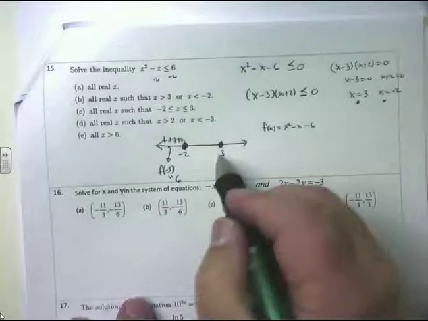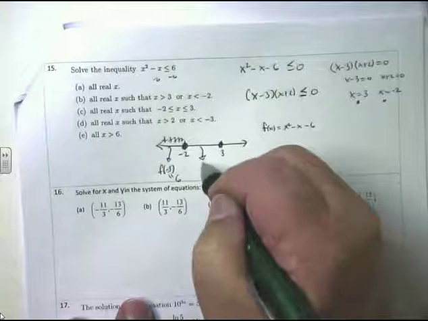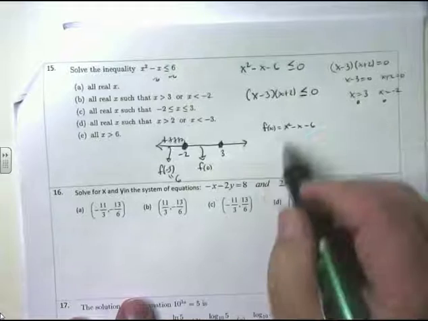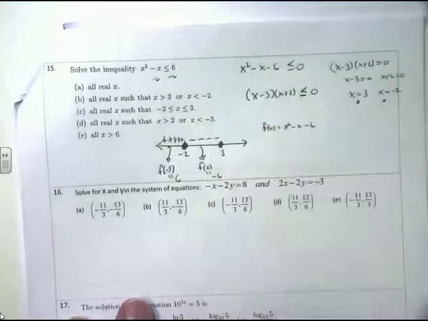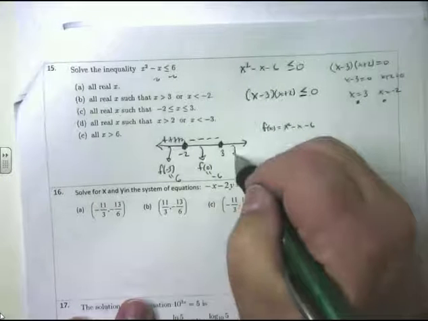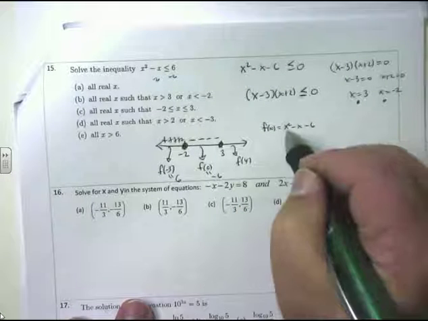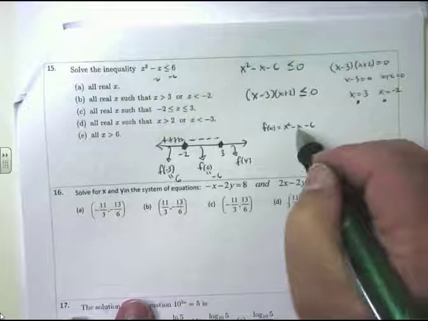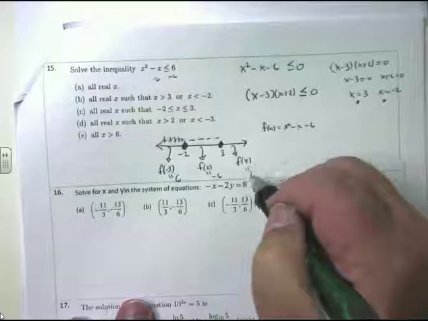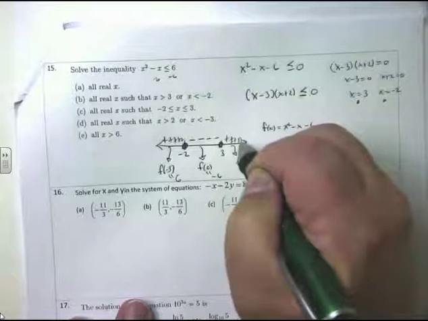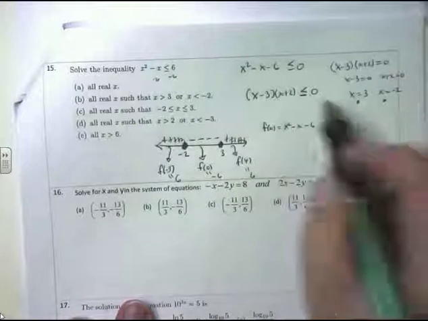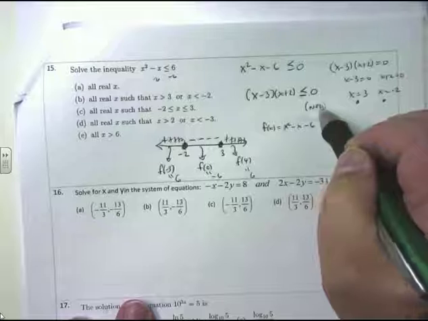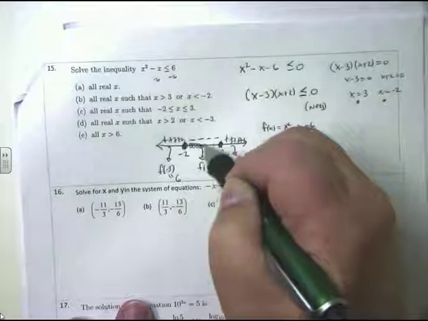Picking a number between negative 2 and 3, obviously I would use my brain and use 0. Plugging in 0 is real simple. I get negative 6, so it's negative, so everything is negative. Pick a number bigger than 3, I choose 4. Plugging a 4 in, 4 squared is 16, minus 4 is 12, minus 6 is back to 6 again, so it's positive. But now I go back and look at the inequality, and I want less than or equal to, which means I want the negatives. These are the guys that I want.